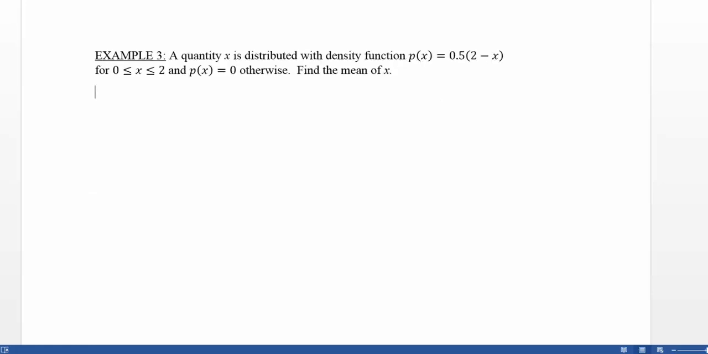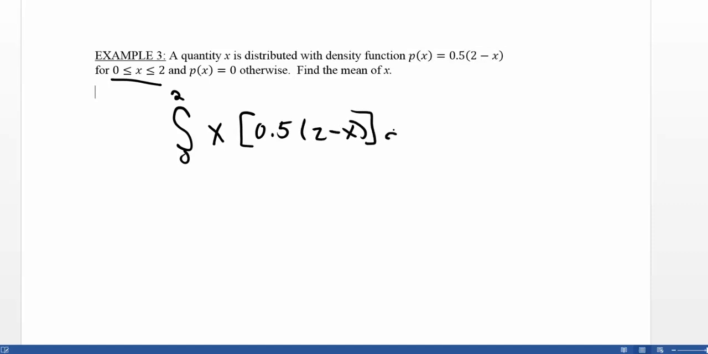Example 3. A quantity Q is distributed with a density function of P of x equals 0.5 times 2 minus x for x between 0 and 2. The probability is 0 otherwise. We want to find the mean of this distribution. So again, in order to find the mean, we have to properly set up our integral. Our integral here is going to go from 0 to 2, because those are the bounds of integration that we were given. And then we have x times our density function, so 0.5 times 2 minus x dx.